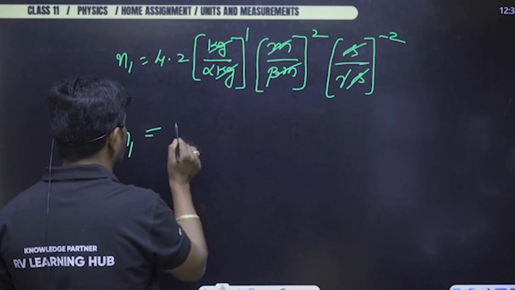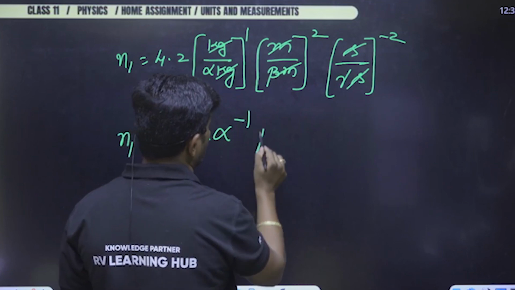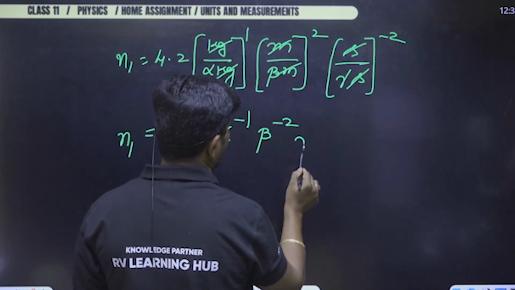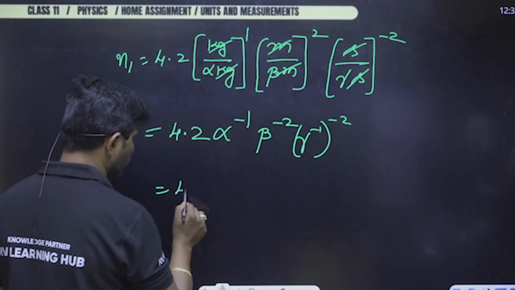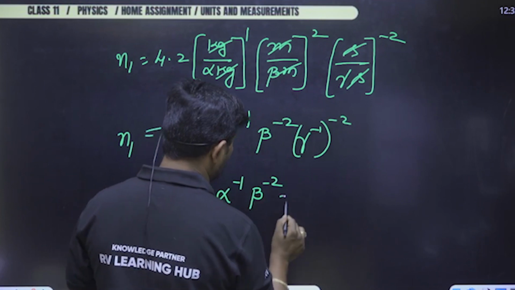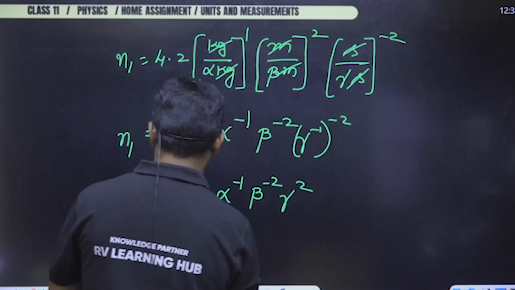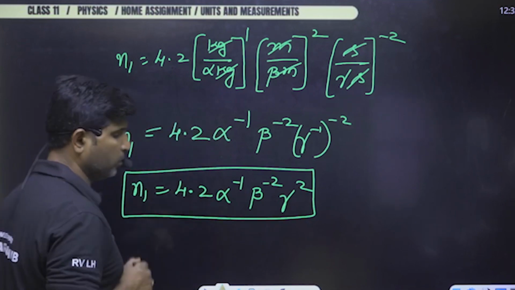So N1 becomes equal to 4.2 into alpha power minus 1, beta power minus 2, gamma power minus 1 whole power minus 2, which is nothing but 4.2 alpha power minus 1, beta power minus 2, gamma power 2. So that is the value of N1.